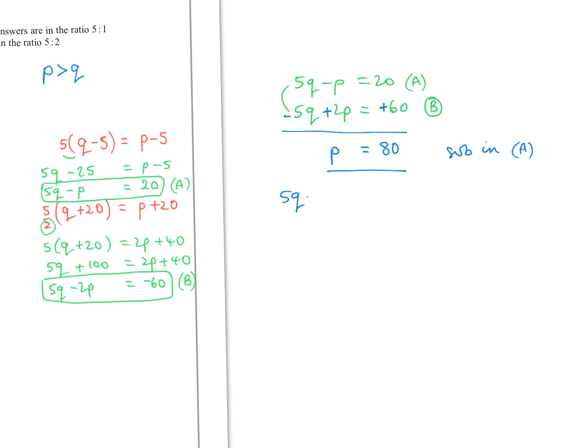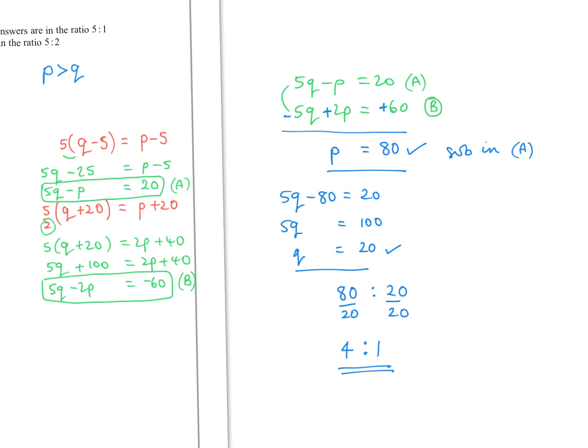And I'm going to sub into A. So that's 5q minus 80 equals 20. So 5q is 100, adding 80 to both sides, and then I'm going to divide both sides by 5. So q is 20. Now p is greater than q. Yes, we've got that. So the ratio of p to q is 80 to 20, but in simplest form, we're just going to divide both sides by 20, and that will give us 4 to 1, and that would be the final answer.